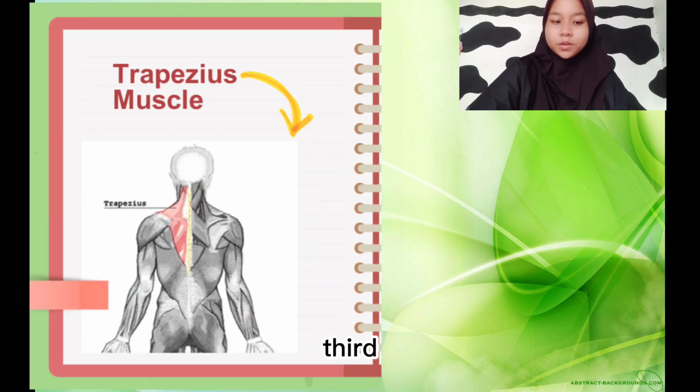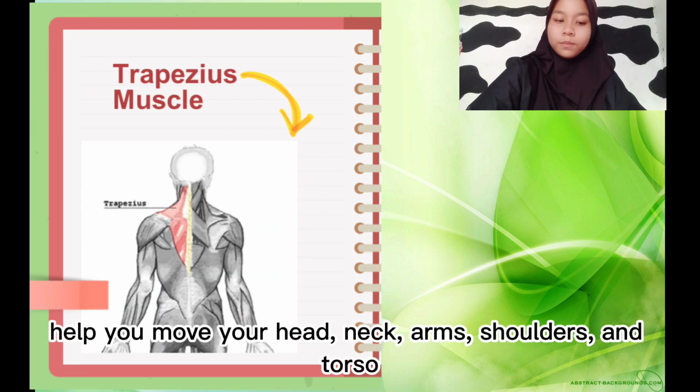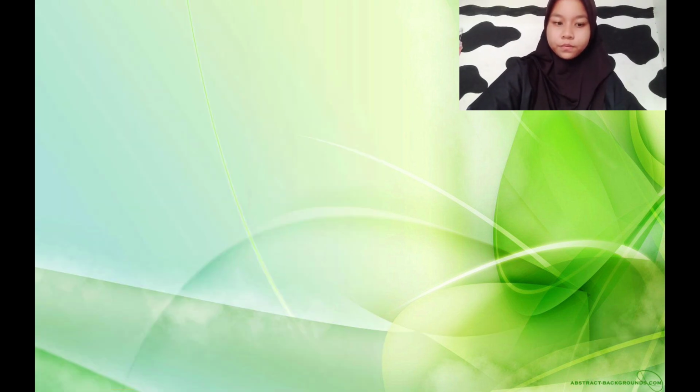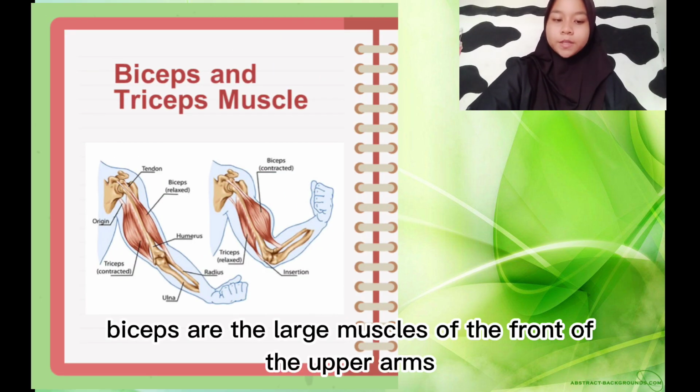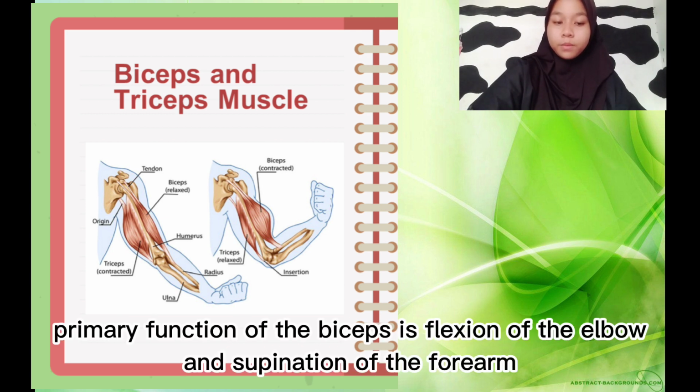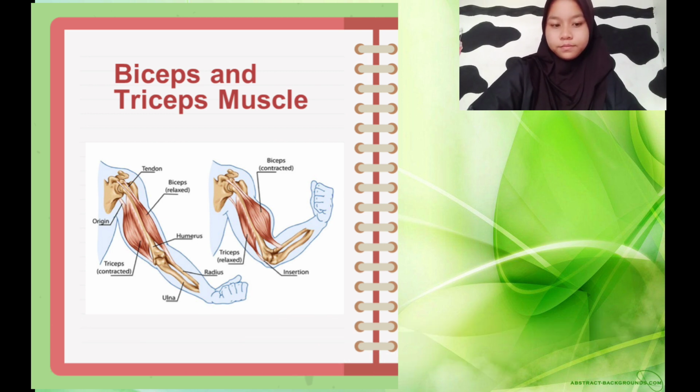Third, the trapezius muscle. It helps you move your head, neck, arms, shoulders, and torso. Fourth, biceps. The biceps are the large muscle at the front of the upper arm. The primary function of the biceps is flexion of the elbow and supination of the forearm.